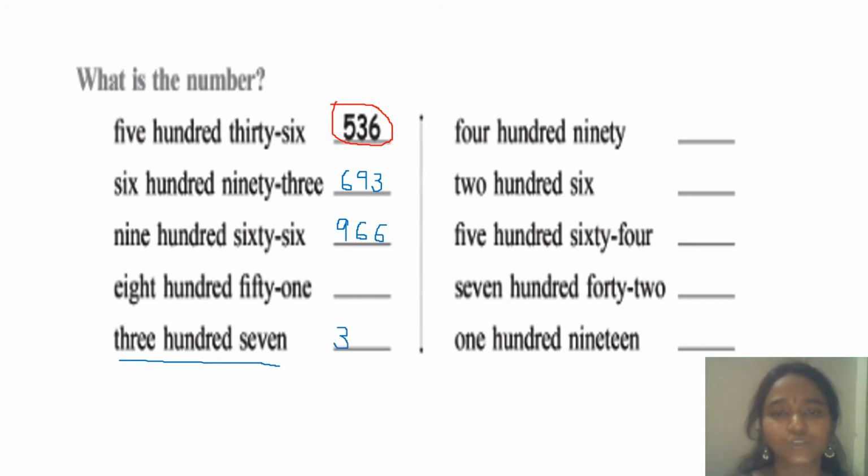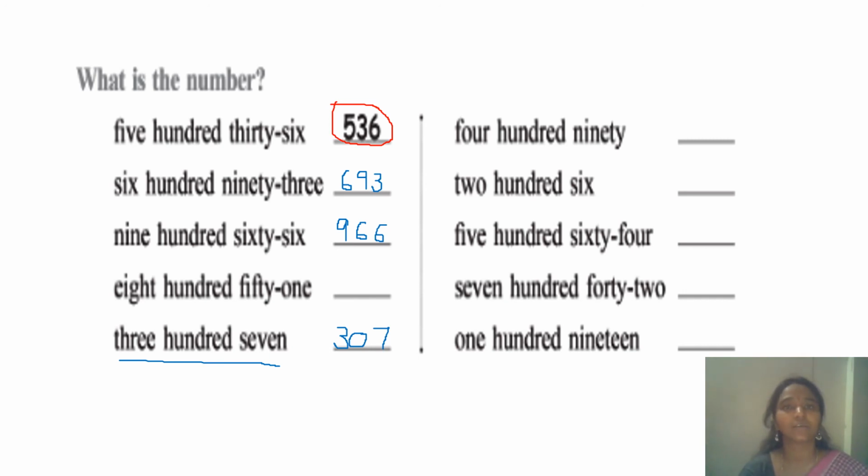Under tens, do you find any number? No, no. So I'll write 0 over there. And in units or ones it is 7. So 7 I'll write. Okay. Now do the remaining sums for yourself. And you have to submit to me. I am repeating, I want neat and small writing.